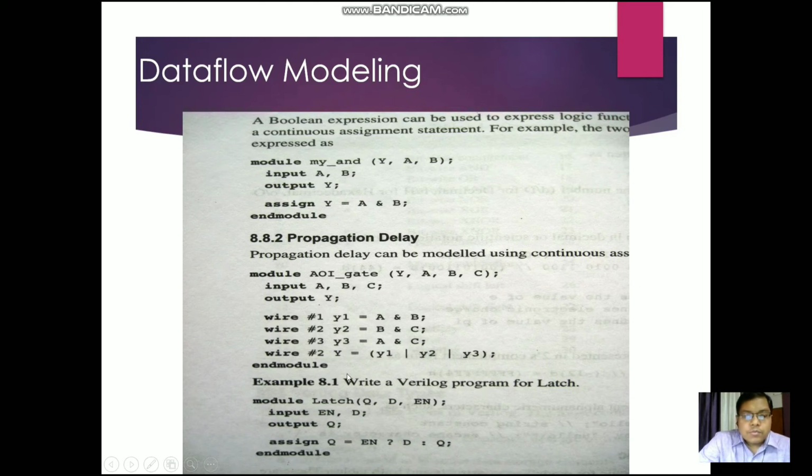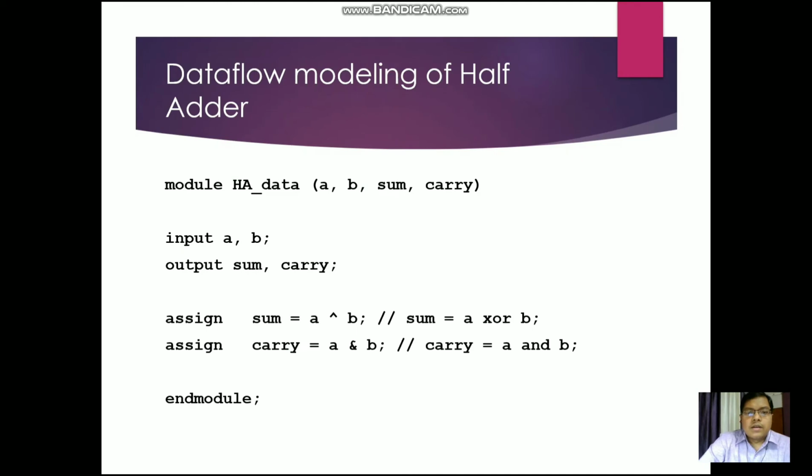This is how the propagation delay needs to be added if it is a complex gate. I am not going into it right now. I am going for a very basic model. The same thing I have mentioned here. If you can see my slide, you can clearly have an idea that it is a data flow modeling of a half adder, where again I have written the same thing, module.